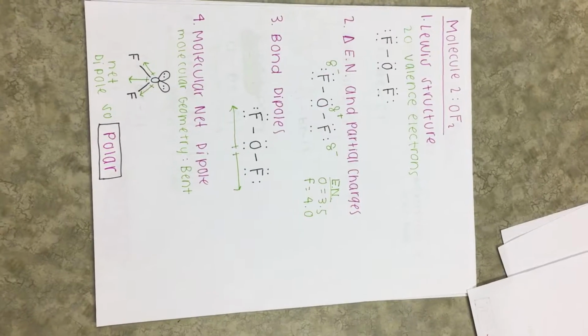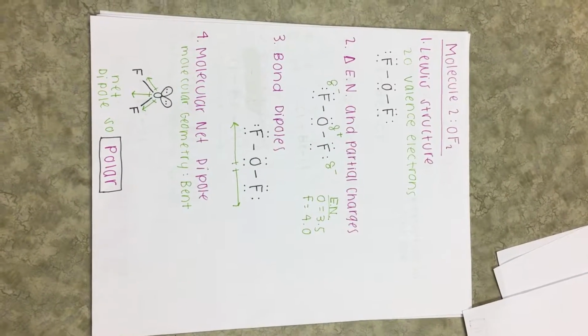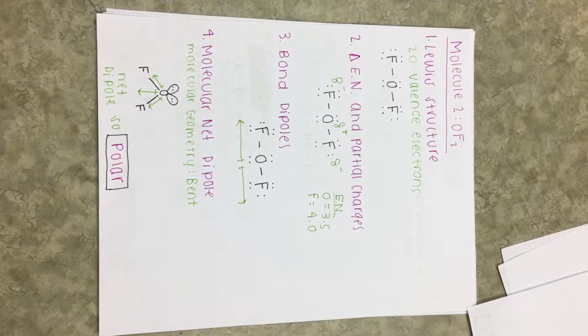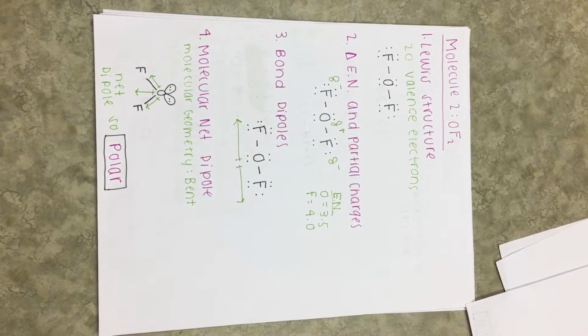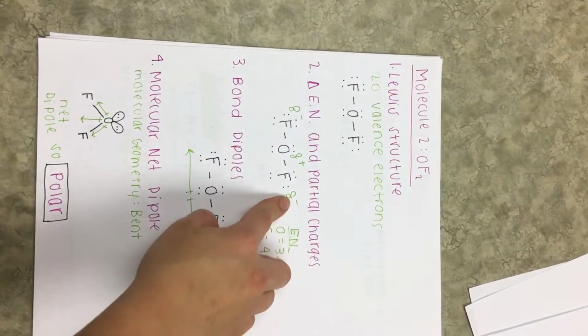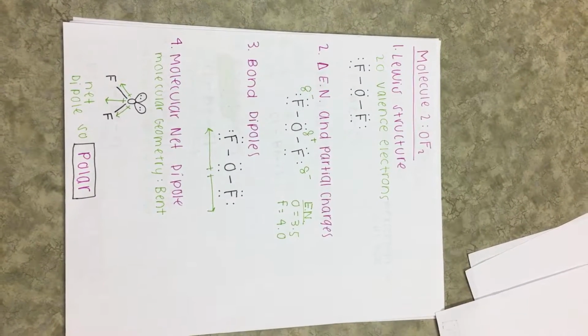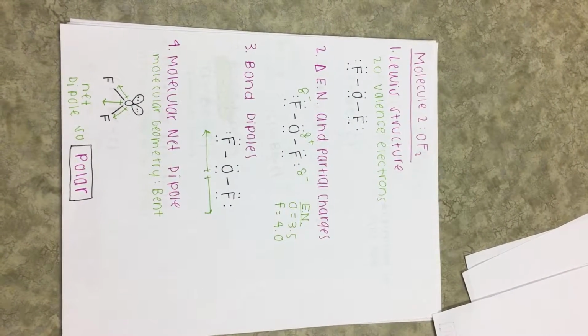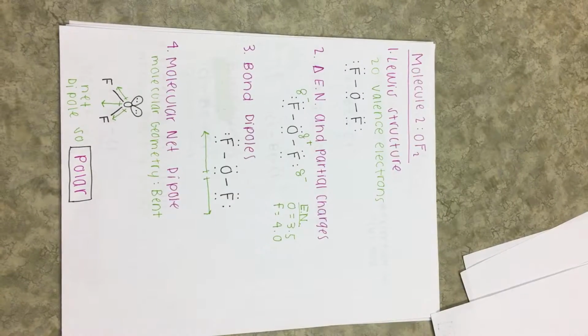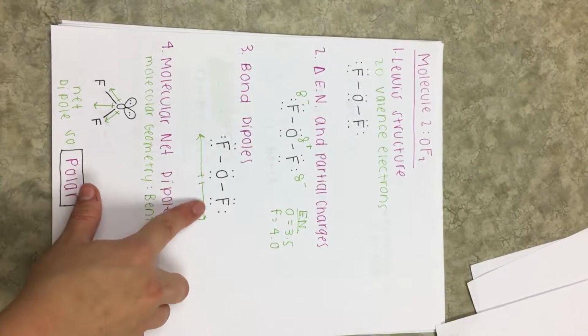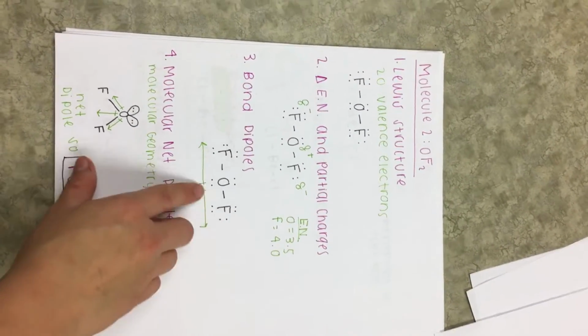Now let's look at the bond dipole. The most electronegative atom, which is F, will have partial negative charges because the electrons drift towards the atoms with the highest electronegativity. This means there will be a partial positive charge on the O atom. The bond dipoles are going to look like this. A tail that's positive on the O heads towards the F on the outside. There will be another dipole going this way.